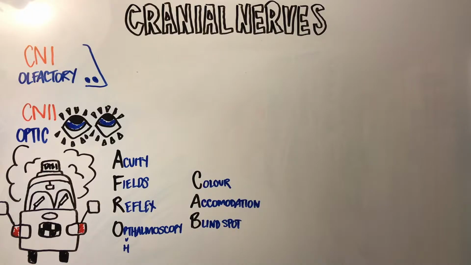Accommodation refers to the accommodation reflex, the second of the reflexes involving the optic and the oculomotor nerve. Accommodation refers to the changes in the eye that occur when we move from focusing on an object in the distance to an object up close.